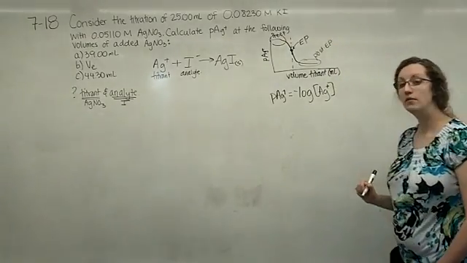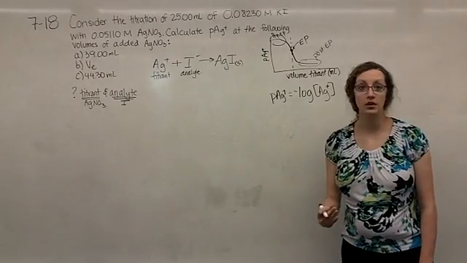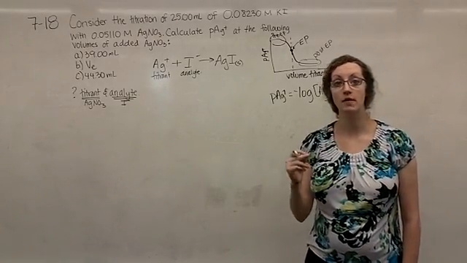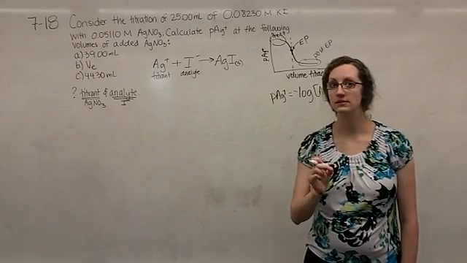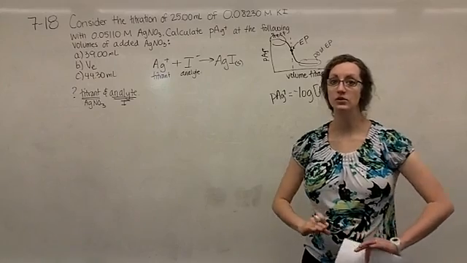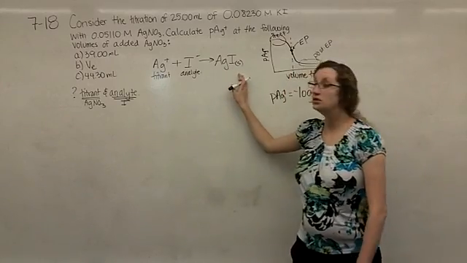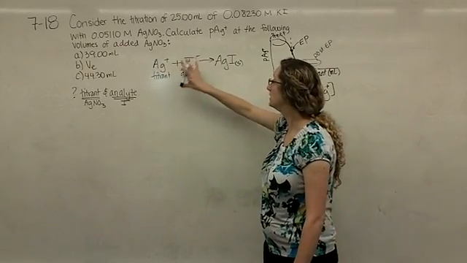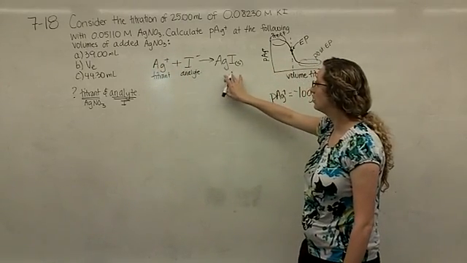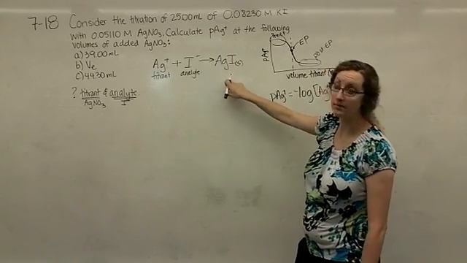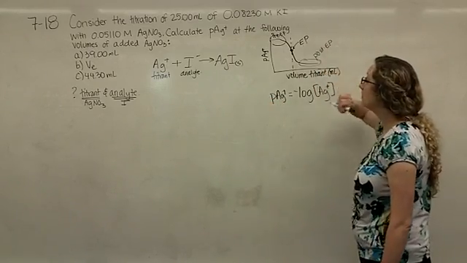Okay, so equivalence point, remember, look back at your notes if you're unsure what it is, but the equivalence point is when you have equal amounts of your titrant and your analyte. So you have equal amounts of both, so that everything is shifted to the right. Both of these are completely consumed, and you're forming AgI solid. So that's at our equivalence point.